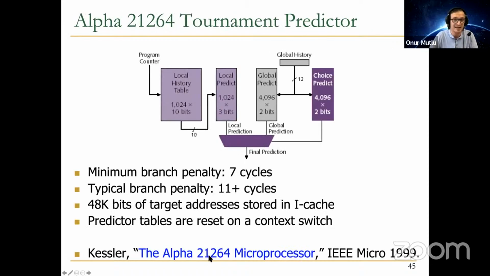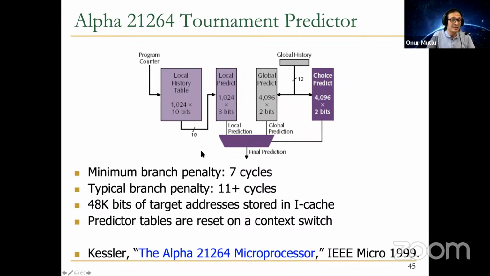This is one example from Alpha 21264. It's called a tournament predictor. It's essentially a hybrid predictor. But let's take a look at this example. They had a minimum branch penalty of 7 cycles in that machine. Not a whole lot compared to today's machines, but the typical branch penalty was higher due to out-of-order execution. And they store the target addresses in a BTB. Actually, it was part of the iCache for them, the instruction cache. And they reset the predictor tables on a context switch. So I would recommend looking into this paper, which I'm going to recommend later on. Actually, it was an optional recommendation. It's a beautiful paper that describes the Alpha 21264 processor.